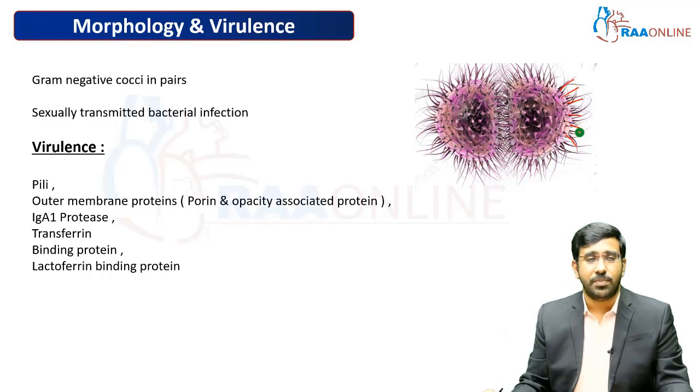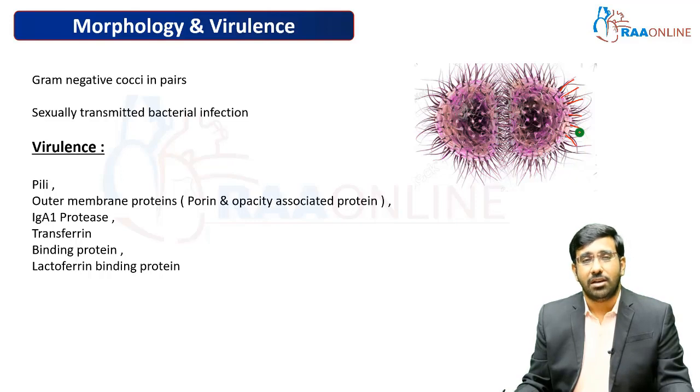With the help of these pili, this particular organism is going to attach to the uroepithelial cell, and it's going to initiate the pathogenesis. So with the help of pili, it is going to attach to the epithelial cell, and it's going to initiate the particular infection. Then coming to the outer membrane protein. With the help of outer membrane protein, it is going to escape our immune cell.